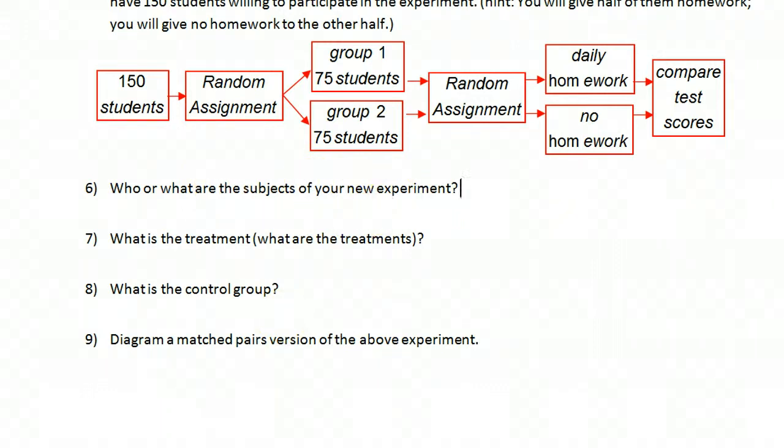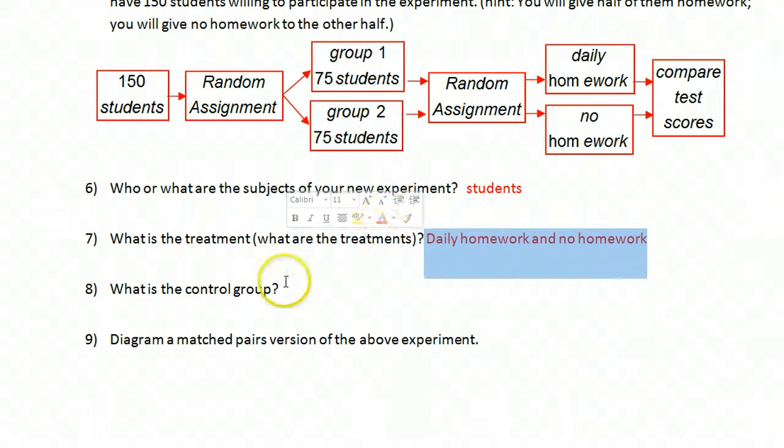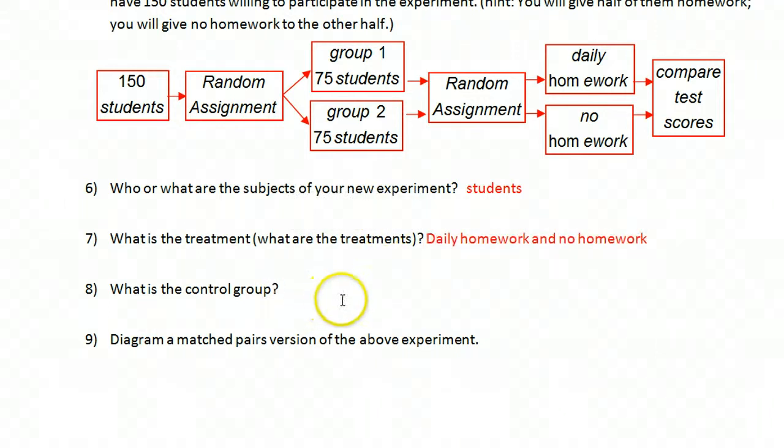So number 6, who or what are the subjects of our new experiment? The subjects are the students. Plain and simple. That's it. What is the treatment, or what are the treatments? There are two treatments, daily homework and no homework. Those are the two treatments.